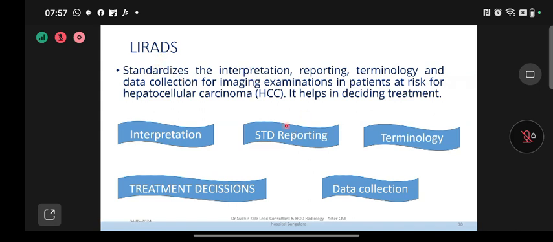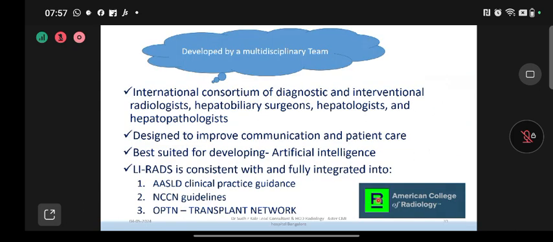That's the reason why there was an attempt at standardization of interpretation and reporting, so that the terminology becomes standard, whether you are in India or abroad or sitting anywhere, and the reports of nodular lesions can be the same. This also led to very good treatment decisions and recommendations. In the nowadays AI era, data collection has also become more simplified.